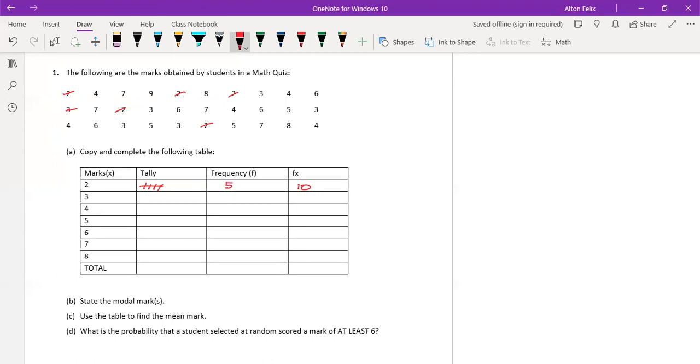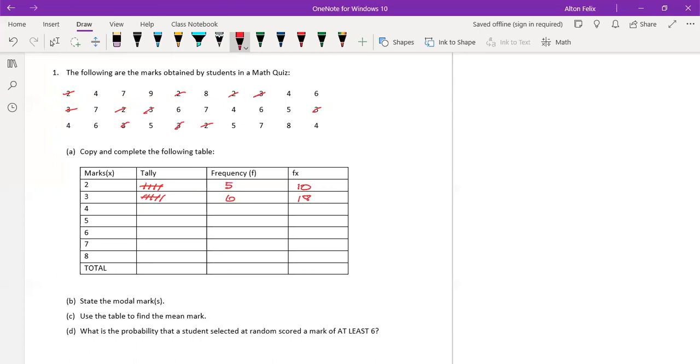Let's go with 3 now. 1, 2, 3, 4, 5, 6. Well, it should be 5 plus that 1 will give us 6. 6 by 3, 18.